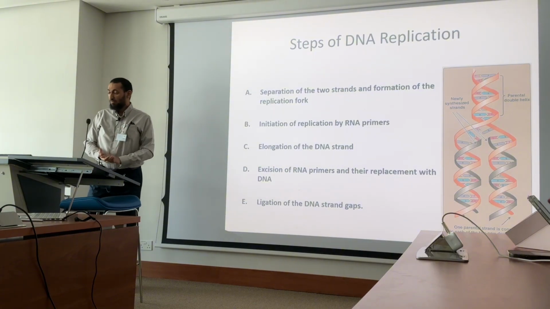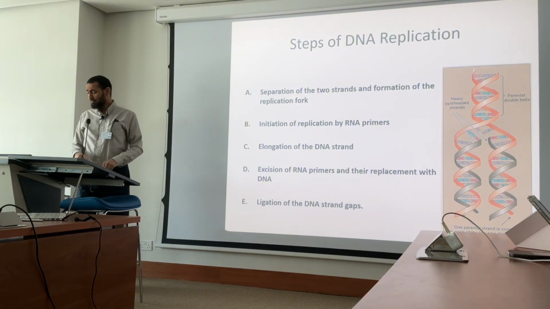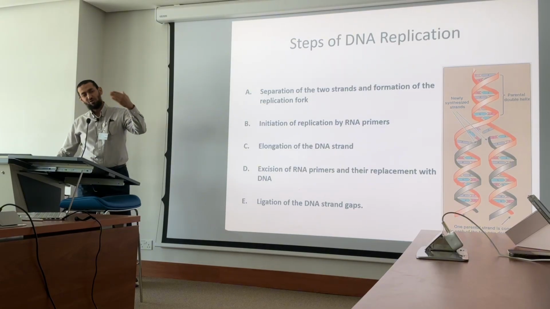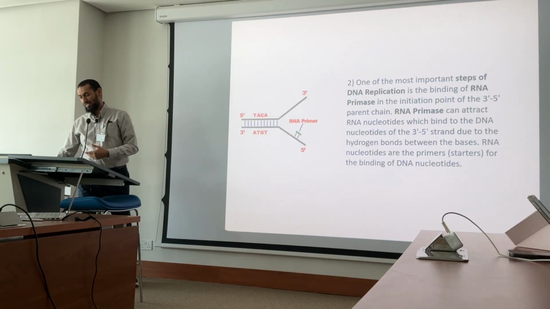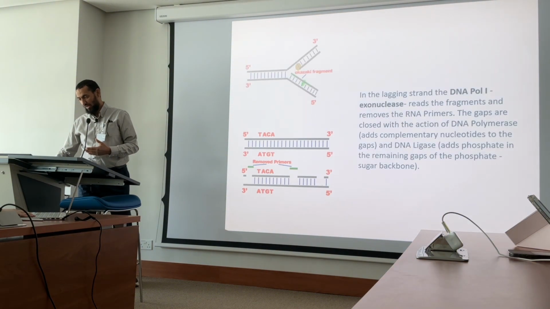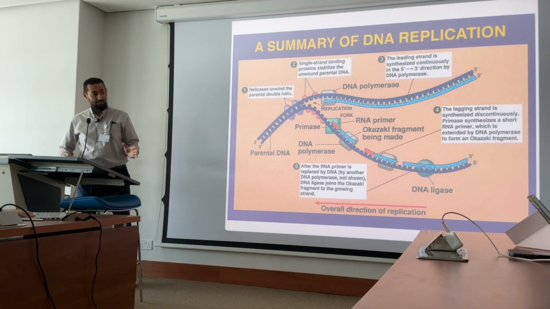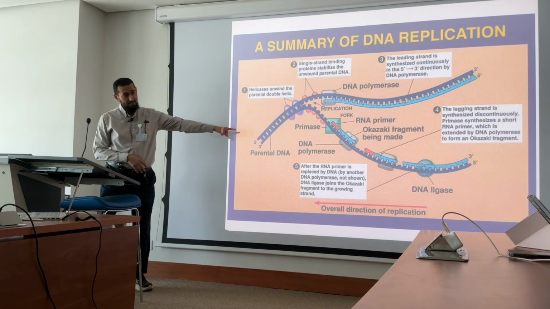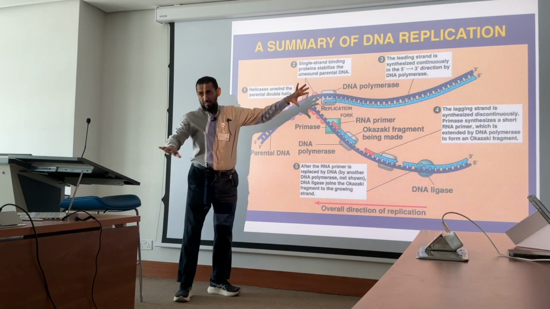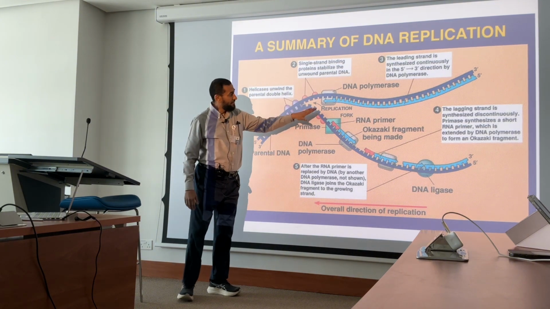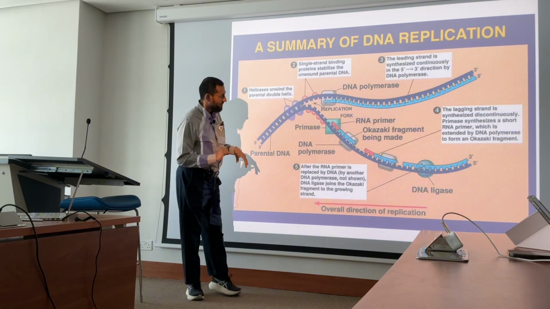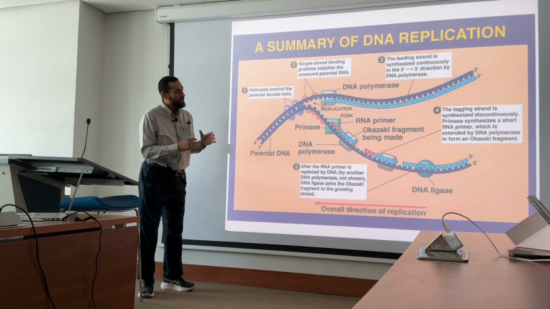Okay, the steps of DNA replication. Let me start from the final step, then we go back to the details. So you can imagine what I'm trying to say. Yeah, this is it. This is the double strand that we need to replicate. First of all, we need to separate it. Then, this is the separation, the first step. Now we need to replicate.